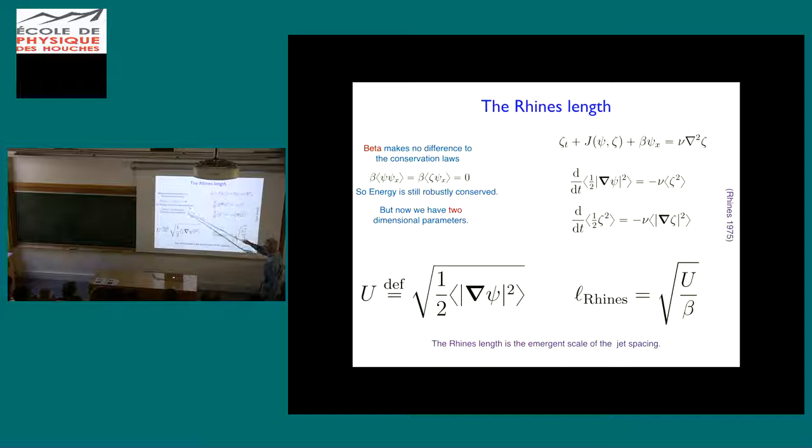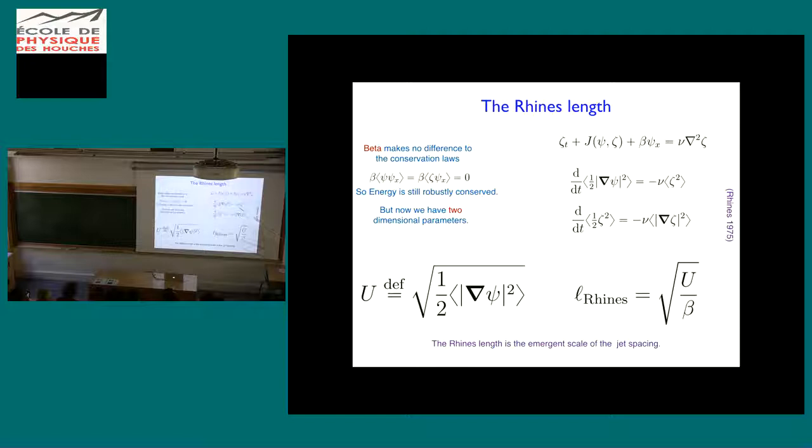I multiply the equation by zeta, and I integrate over the domain, and the beta term still disappears. So I get exactly the same equations, and now I say, okay, this means that the entropy is bounded by its initial value because it's always decreasing. It never gets any bigger than it was at t equals zero, and that means that the dissipation of energy goes to zero with nu. So the energy is robustly conserved with or without beta.